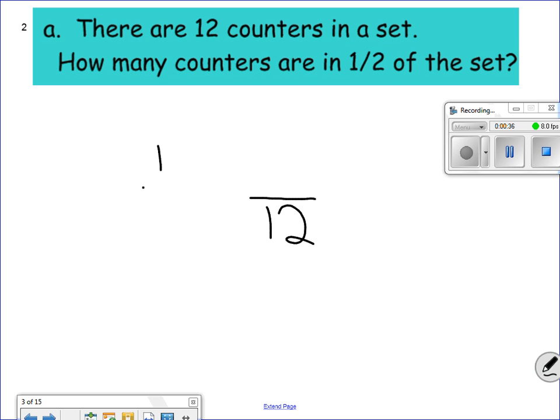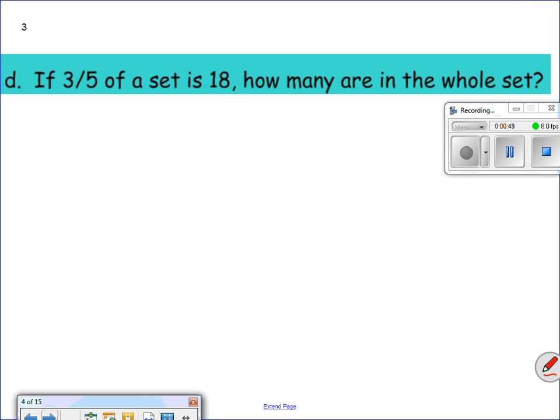Well, half equals what into 12? Times 6, times 6, 6. 6 would be half of the set, right? 6 is half of 12. If 3/5 of the set is 18, how many are the whole set?